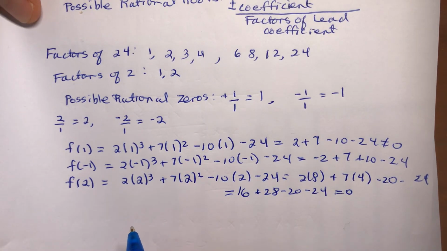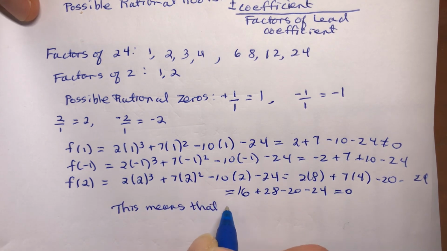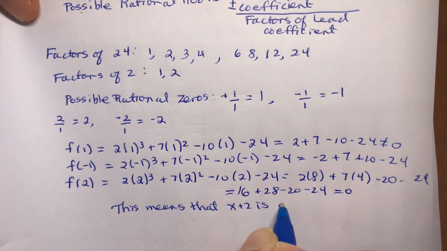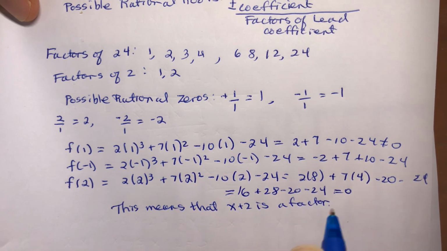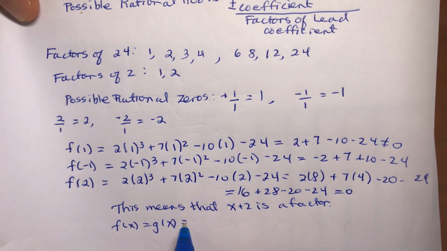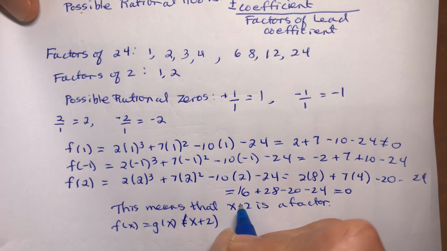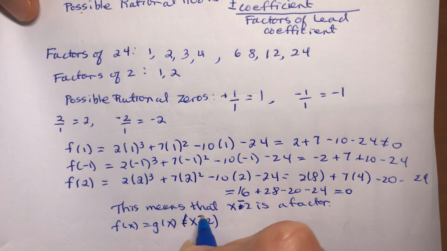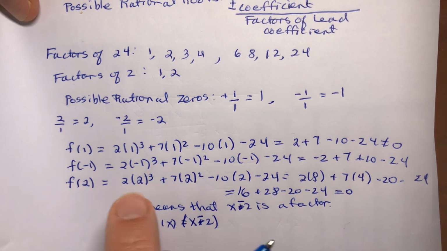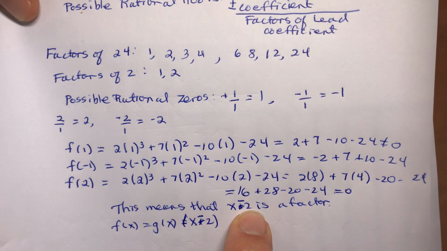Okay, so this means that x plus 2 is a factor. So what we're saying is that f of x is equal to some polynomial g of x times x plus 2. That's not right. It's x minus 2 is a factor. Okay, why can I remember that? Because if I put in 2 here, 2 minus 2 is 0. So x minus 2 is a factor.